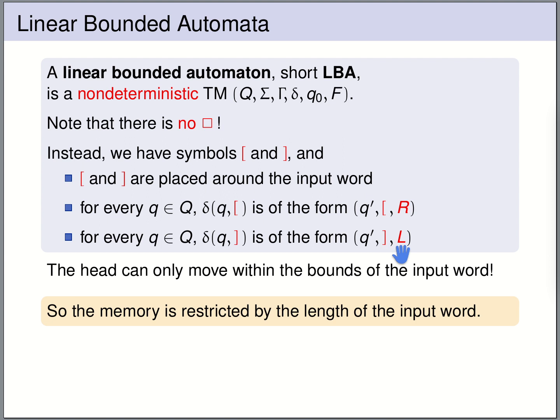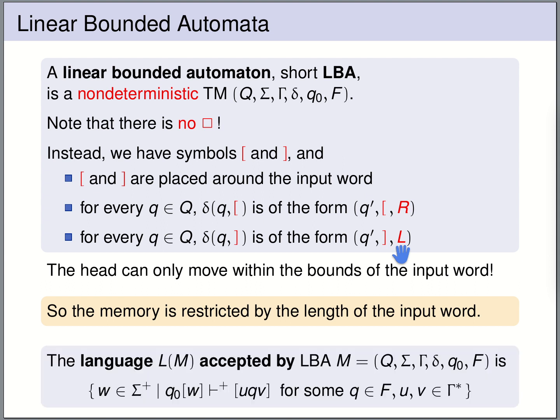So this means that this Turing machine does not have an unlimited memory. The memory that it has is limited to the input word. So it only has a linear memory. So linear because it can still use a large tape alphabet. So it can be a constant factor of the input word, what it can use as a memory.